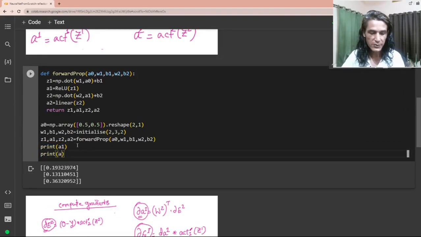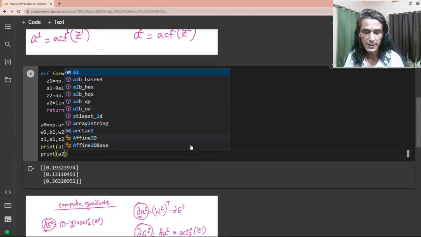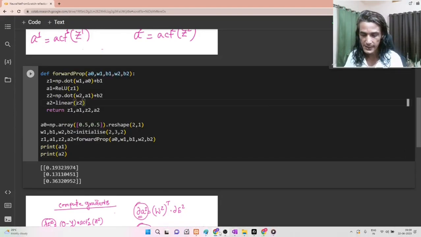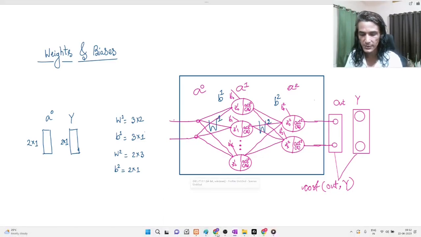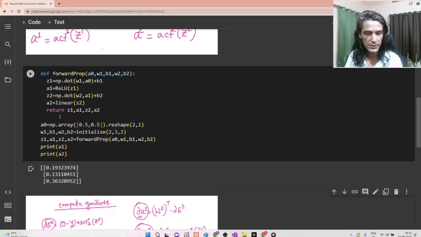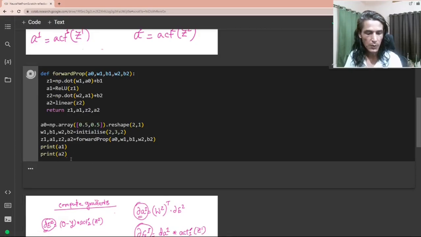A1 is the activation of layer 1, a2 is the activation of layer 2. If you remember our initial diagram, suppose in the hidden layer we have 3 neurons, and in the output layer we have 2 neurons. In that case, we want activation 1 to be a 3 cross 1 matrix, and activation 2 to be a 2 cross 1 matrix. The sizes should match. Let's run this code and see a1 and a2.